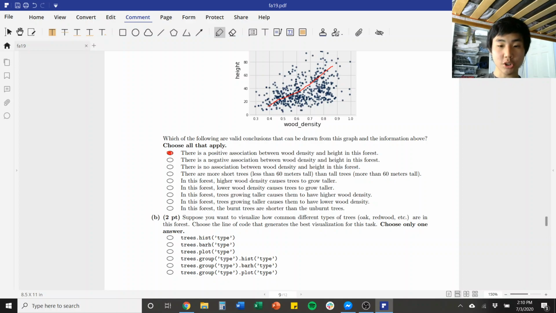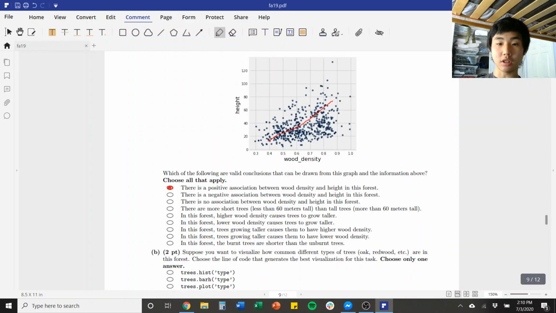Then it says there are more short trees than tall trees, and they define it by 60 meters tall. So if we draw a line here at 60 meters, we can see that, yeah, there are quite a few short trees, but very few tall trees. So yes.